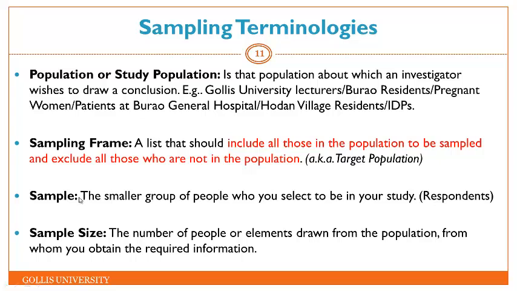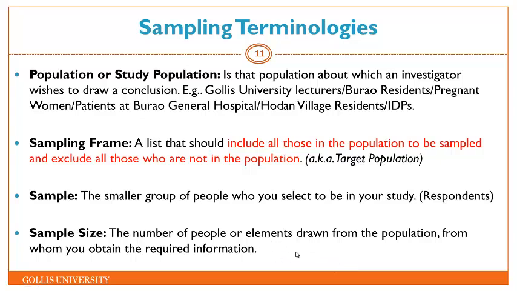Of course, as we have said, the sample is the smaller group of people whom you select to be in your study, or sometimes you can say the respondents. And then we have the sample size. The sample size is the number of people or elements drawn from the population from whom you obtain the required information. Sometimes from the sample you have selected, you might end up not collecting information from all of them, or some of them might skip participating in your study. So those from whom you collect your information will become your sample size.